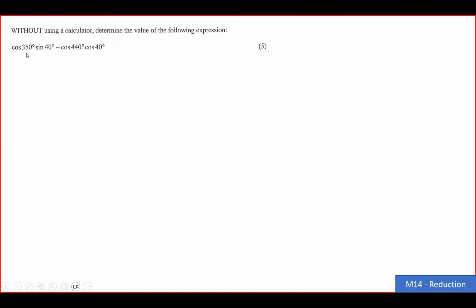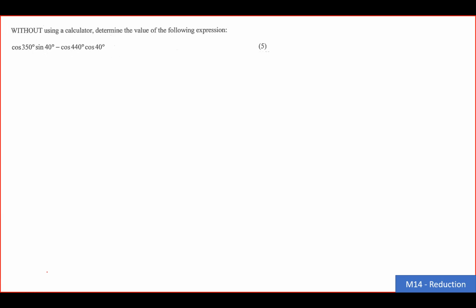So our first question here is, without using a calculator, determine the value of the following expression: cos 350 sine 40, cos 440 and cos 40. If you inspect this, we've got cos, sine, cos, cos. So our first task is, we wish it was either cos, cos, sine, sine, or cos, sine, sine, cos, so we could use our compound angle formula. But let's start by using reduction formula.